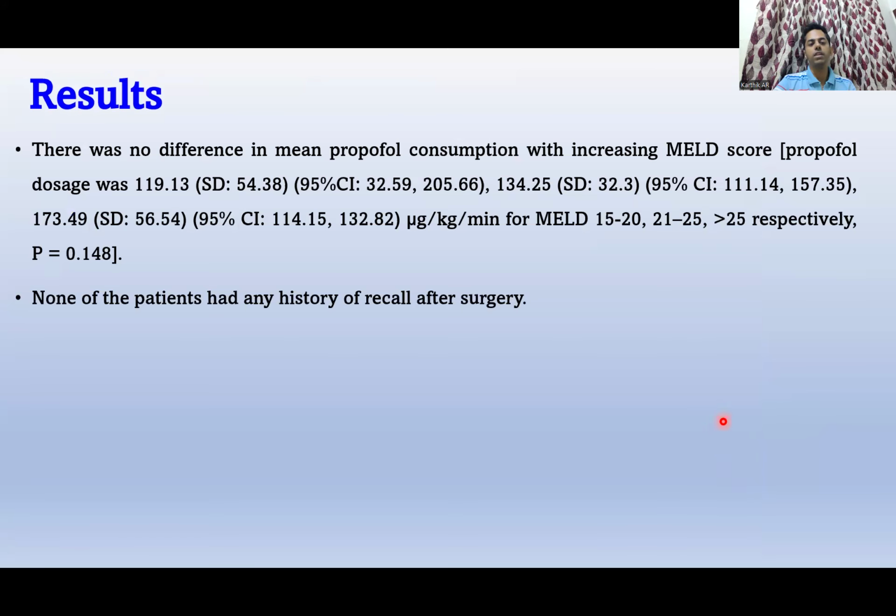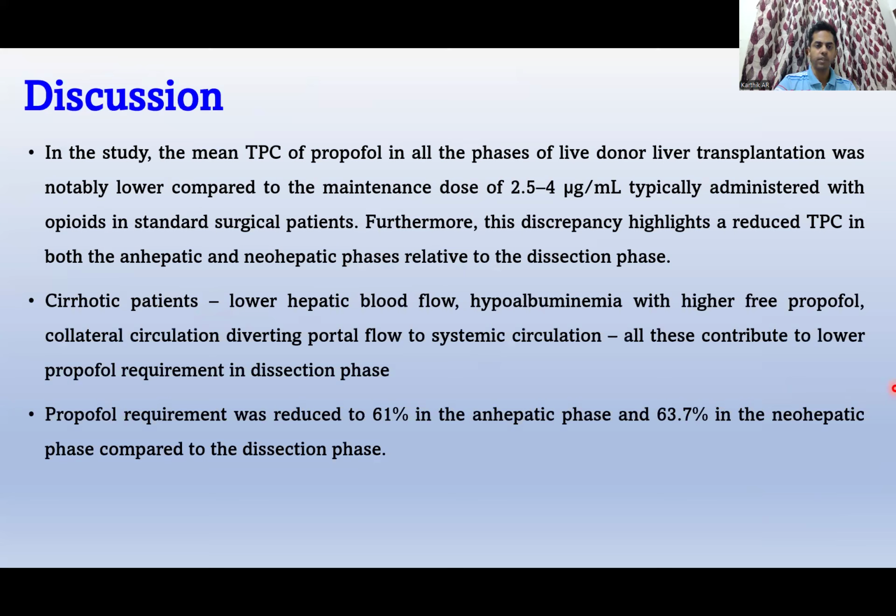The secondary objective: there was no difference in mean propofol consumption with increasing MELD scores. The propofol dosage was 119, 134, and 173 for MELD scores between 15 to 20, 21 to 25, and more than 25 respectively, with no statistical significance, p-value more than 0.05. None of the patients had any history of recall after surgery.